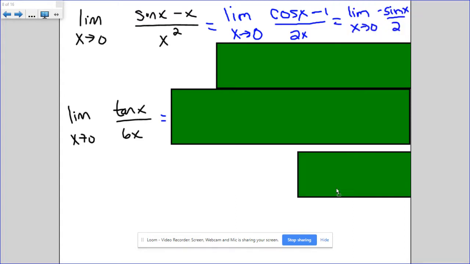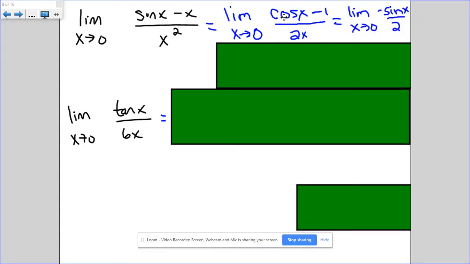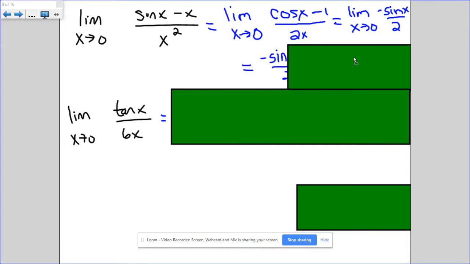So, down here, I take the derivative of cosine x, that's negative sine x. The derivative of negative 1 is 0, so it goes away. The derivative of 2x is 2. So I've now taken the derivative twice. Now if I plug in 0, I get negative sine of 0 over 2. Sine of 0 is 0. 0 over 2 is 0.